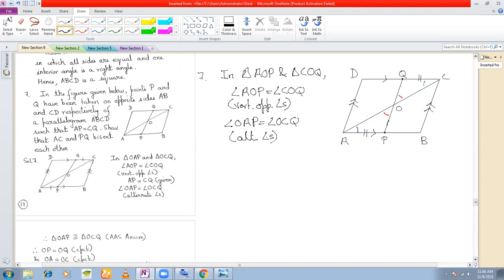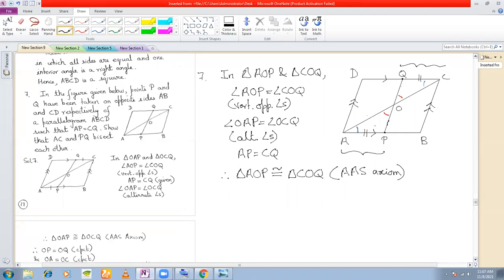And what else? You know that this side AP is equal to this side CQ. So AP is equal to CQ. So therefore you can say these two triangles are congruent. Now the question is which axiom? Can anyone tell me which axiom? The angle angle side. Yes, angle angle side axiom.